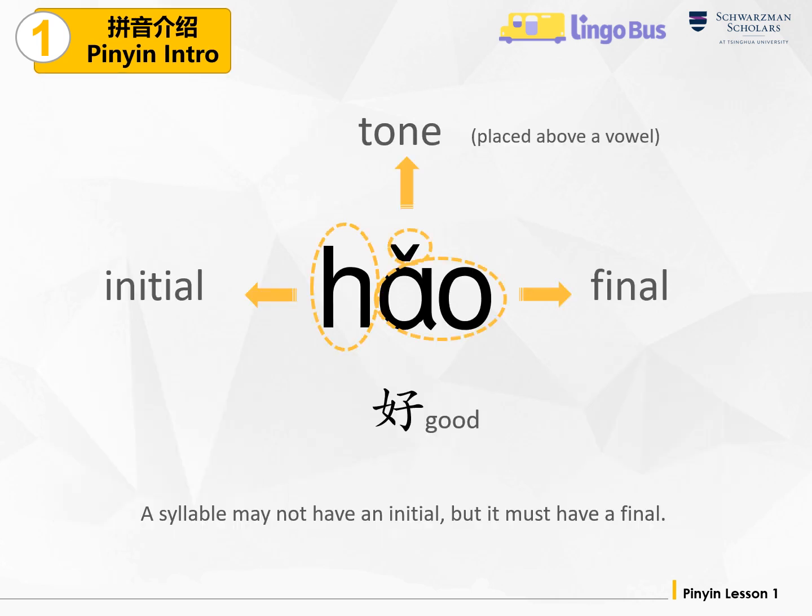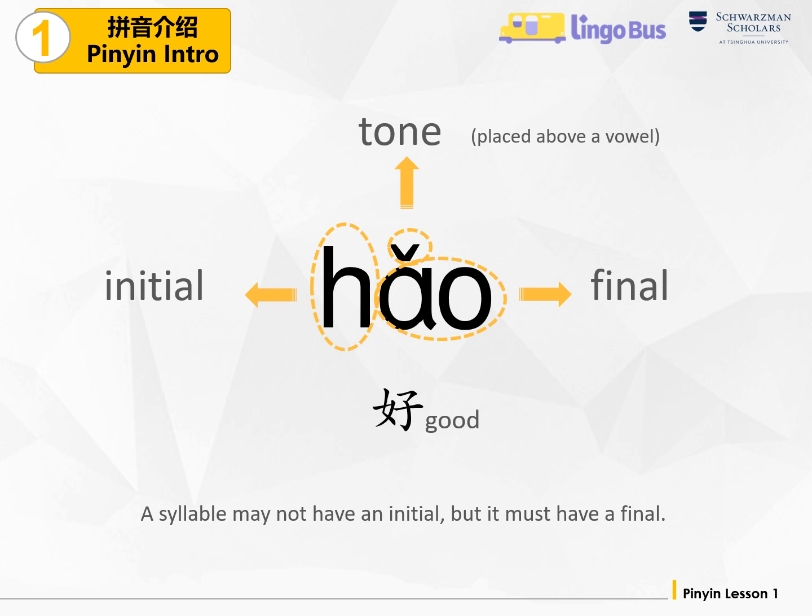A syllable usually has 3 parts: the initial, the final, and the tone. The initial is the consonant at the beginning. The rest of the syllable is the final. A final is made of 1 to 3 vowels, or a combination of a vowel plus the consonant N or NG. A tone mark is placed above a vowel.